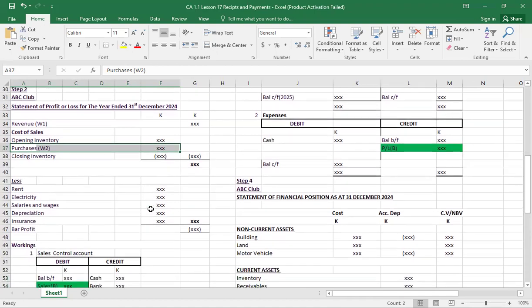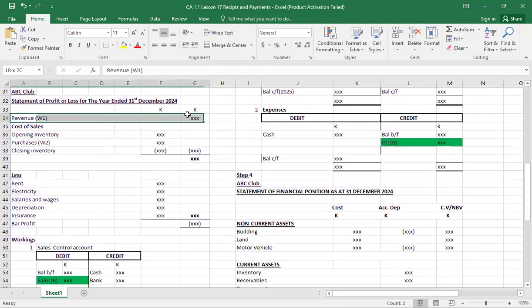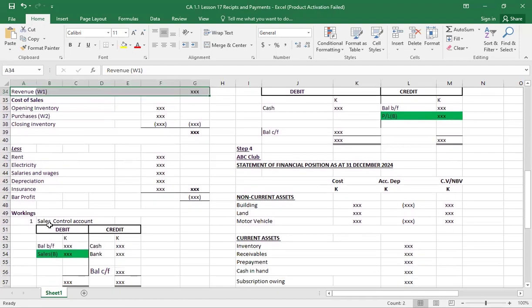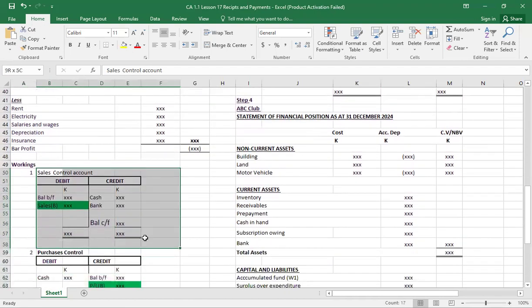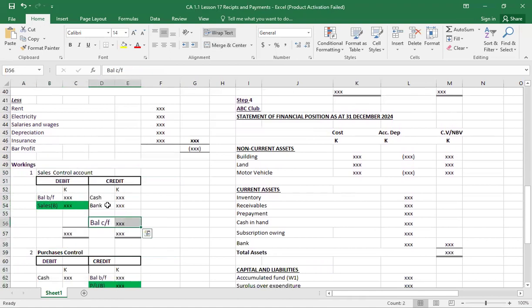I just realized I wasn't opening the small account. So for the revenues, it's something like this. This is the sales. You've got the balance brought forward, the balance carried forward, the cash that's received, the cash received through the bank, and then the sales that we're looking for are here. So you just perform your computations and then you find this.